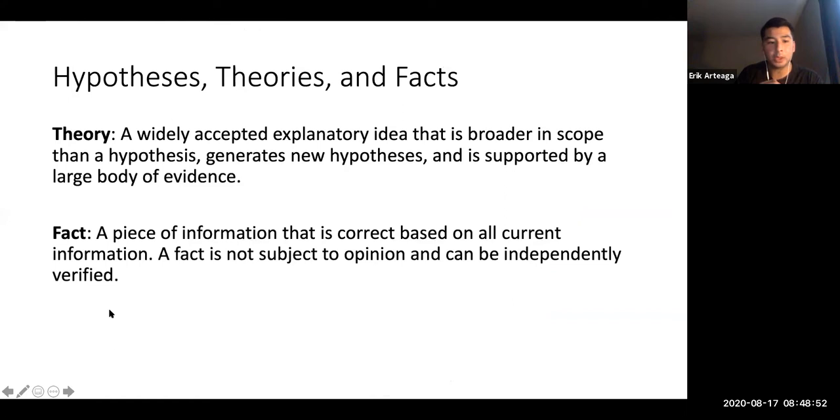Okay. So segueing on to theory: a widely accepted explanation, an idea that is broader in scope than a hypothesis, generates new hypotheses, and is supported by a large body of evidence. So one theory you can think of or talk about is, well, I think of microbiology, but I can't think of one that's probably not dealing with microbiology.